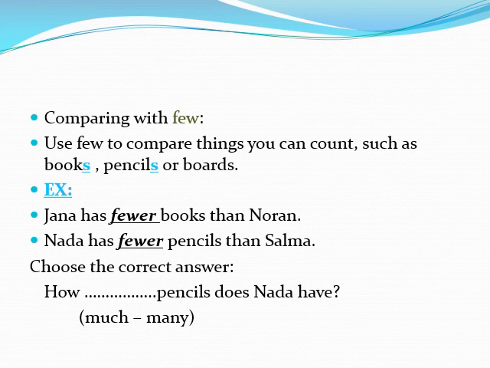Nice. Now let's move to comparing with few. Use few to compare things you can count, such as books, pencils, or boards. For example, Jana has fewer books than Nuran. Nada has fewer pencils than Salman.